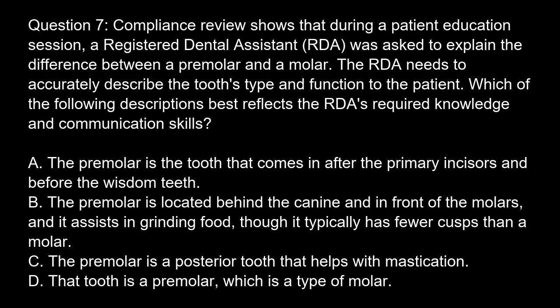Option A. The premolar is the tooth that comes in after the primary incisors and before the wisdom teeth. Option B. The premolar is located behind the canine and in front of the molars, and it assists in grinding food, though it typically has fewer cusps than a molar. Option C. The premolar is a posterior tooth that helps with mastication. Option D. That tooth is a premolar, which is a type of molar.